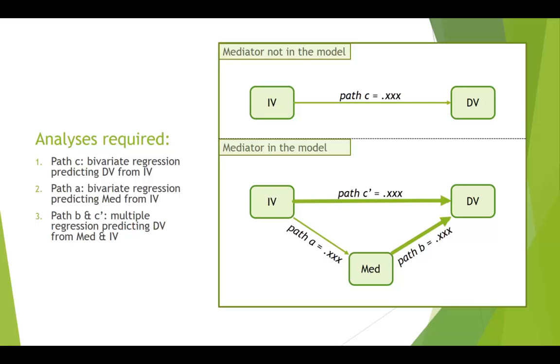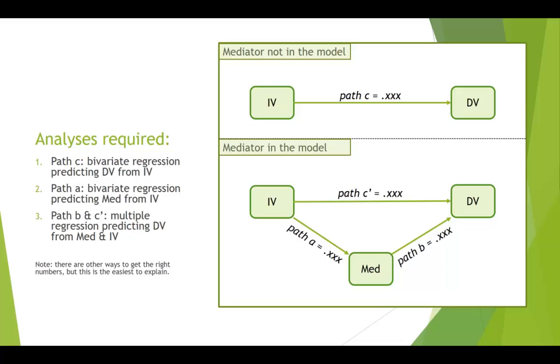It will also give us, in the same analysis, path B, which is the association between the mediator and the DV when the IV is controlled for or held constant. So when the variance the IV explains is partialed out, that's going to give us path B. So a multiple regression done that way will give us those two pathways there.